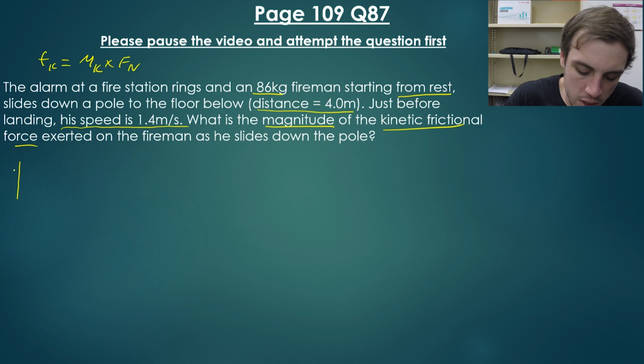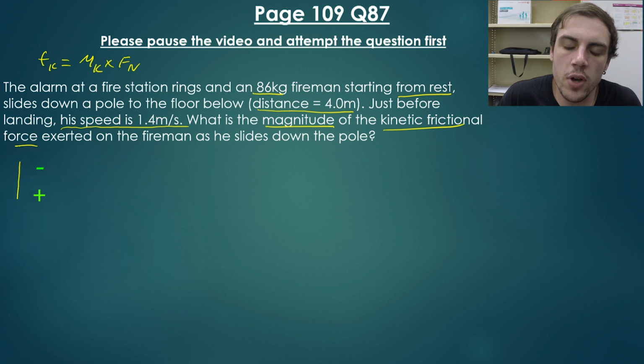This is our pole and I'm going to label our axis. For the purposes of this question, I'm going to say that upwards is positive and downwards is negative. Then I ask myself, what forces are moving upwards and what forces are moving downwards? The fireman is sliding down the pole. What causes the fireman to slide down the pole? It's obviously gravity, so due to his weight. So the force that is pushing him downwards is going to be mg, mass times gravity.